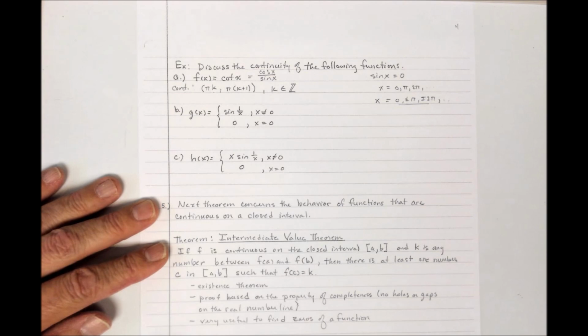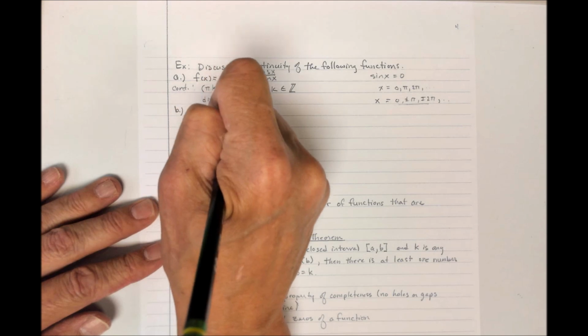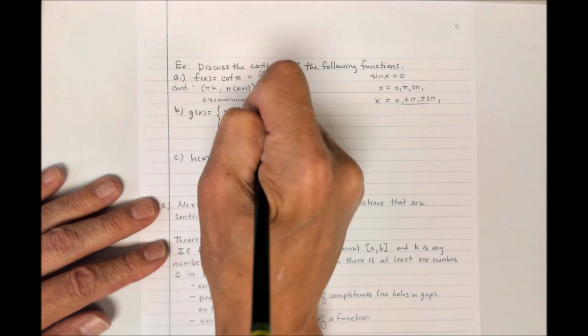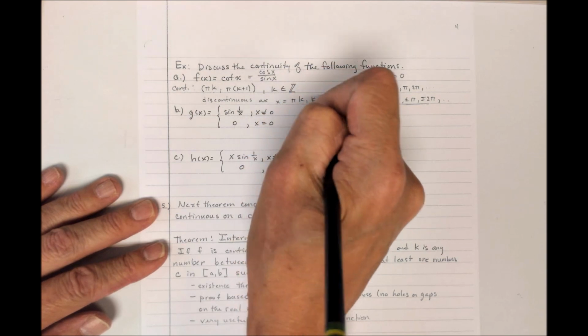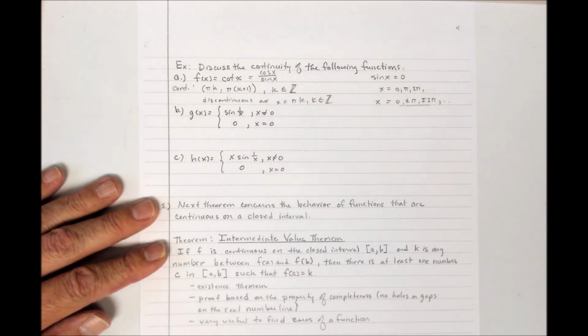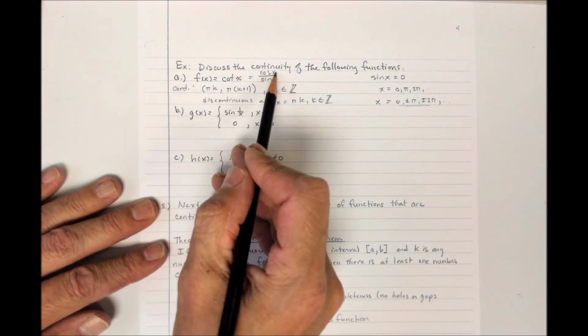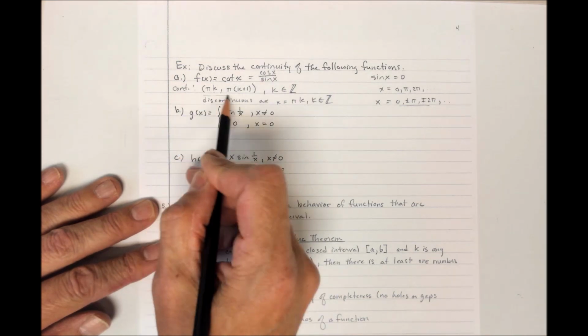Now, what a lot of people will do when it says discuss the continuity is they'll say it's discontinuous at x equals pi k, where k is an element of the integers. And then they kind of figure, well, that kind of covers it. Well, it doesn't really say discuss the discontinuity as much as it says discuss the continuity. So that would be a little tricky to write out.